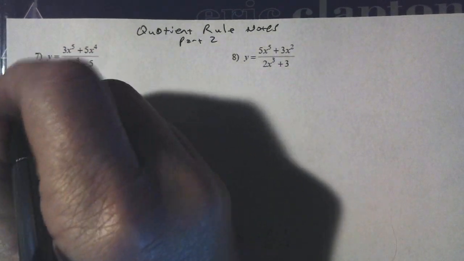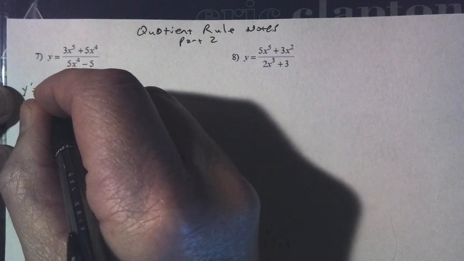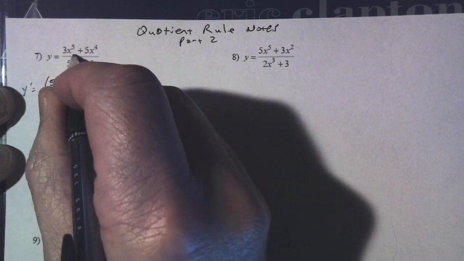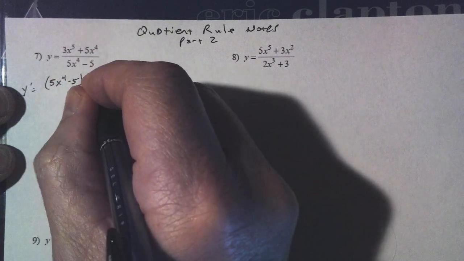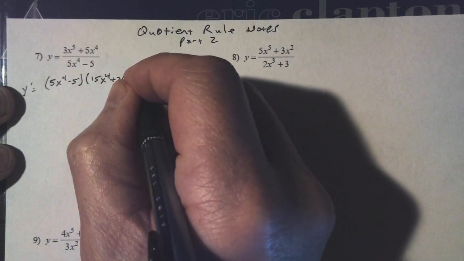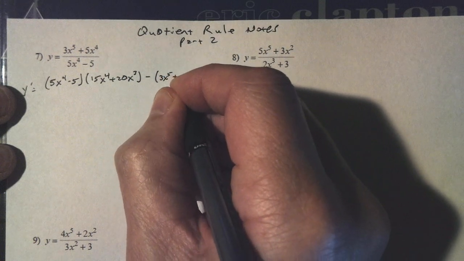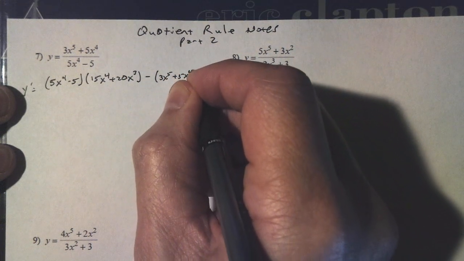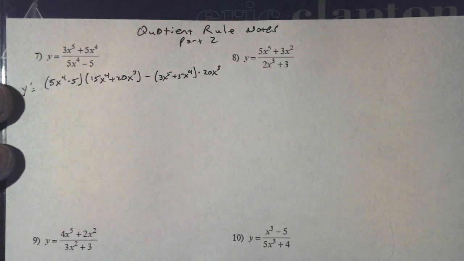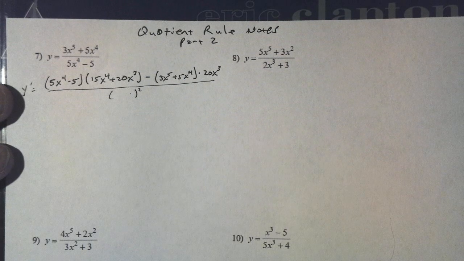I'm going to start way left here. We're going to need some room. Y prime equals low, 5x to the fourth minus 5, D high, derivative of the high function, is 15x to the fourth plus 20x to the third, minus high, 3x to the fifth plus 5x to the fourth, D low is just 20x to the third. And all of that is on our denominator squared.